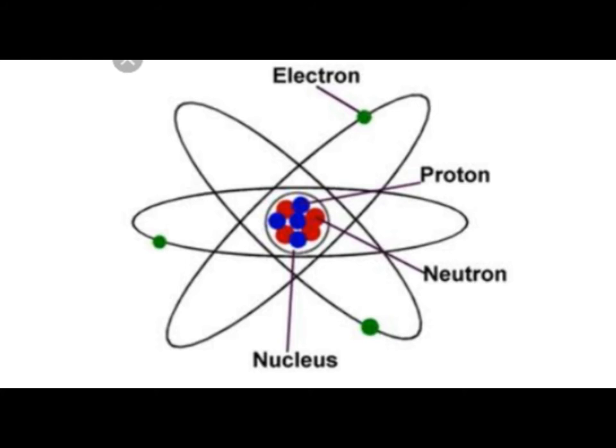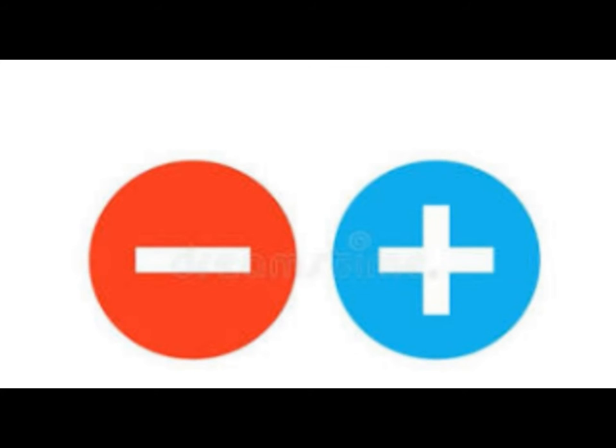You can see on the diagram that in the center of an atom we have the nucleus. The nucleus is formed with a combination of protons and neutrons, and electrons rotate around the nucleus on their particular orbit. Let's talk about the nature of charges.